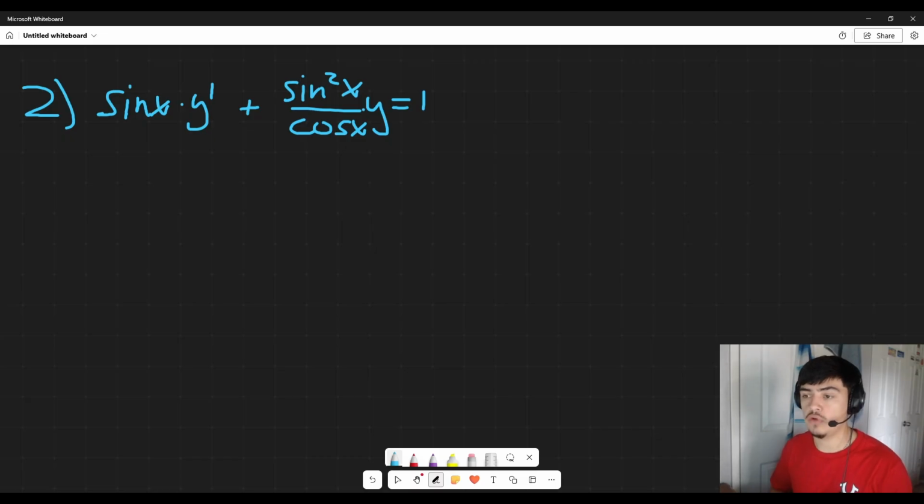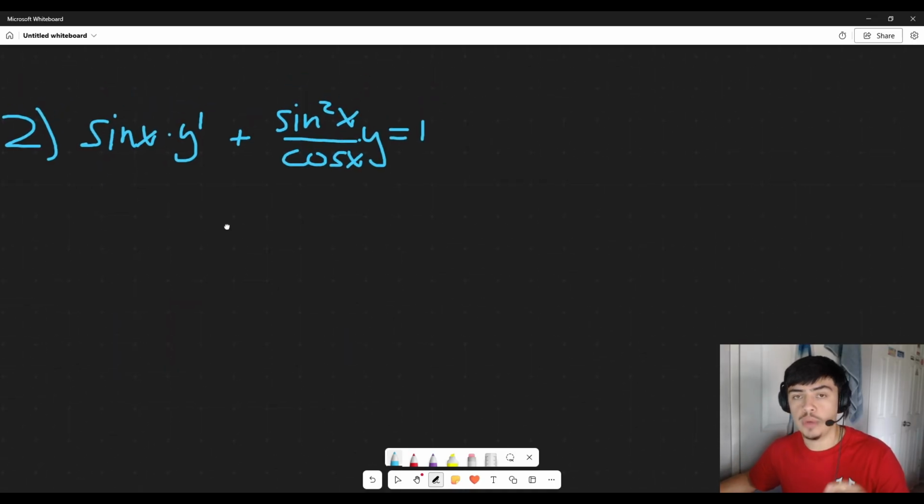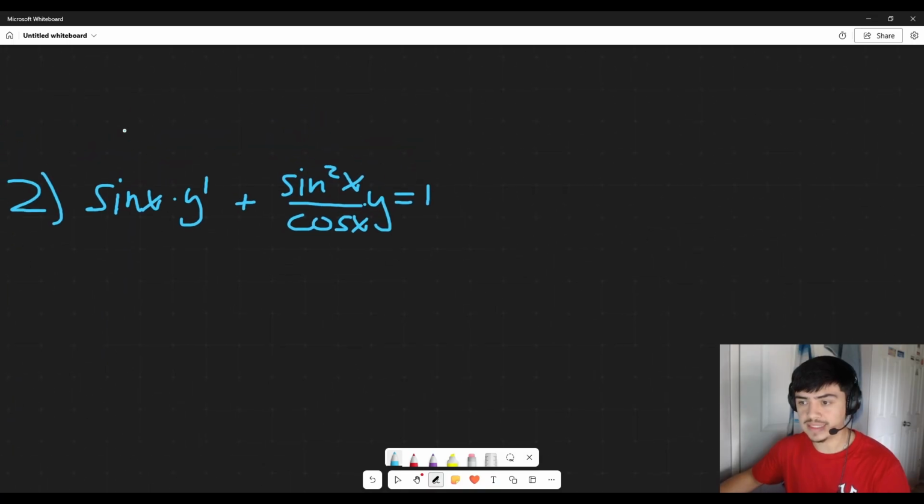So we have the differential equation sine x times y prime plus sine squared x over cosine x times y equals 1. And so this is an example where we don't have a first order linear differential equation right off the bat, right? It's not in the form of y prime, right? The y prime needs to be isolated, right?